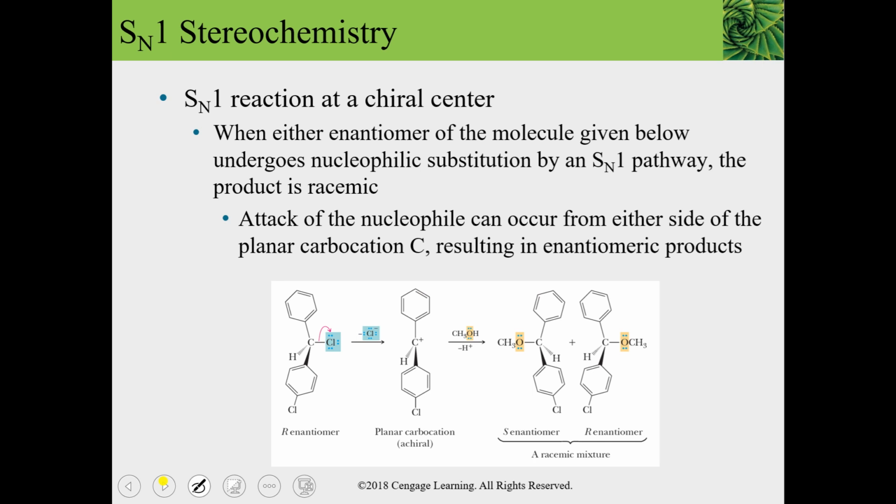So the big takeaway from stereochemistry is that we have chiral centers, and when an enantiomer of the molecule goes through an SN1 reaction, you're going to get a racemic mixture, and they are going to be enantiomeric products with the S and R enantiomers.